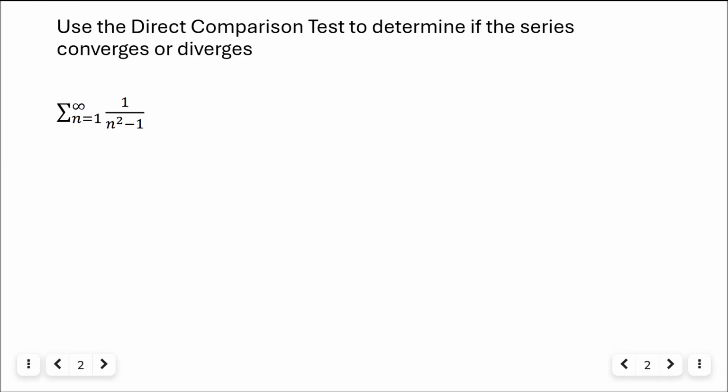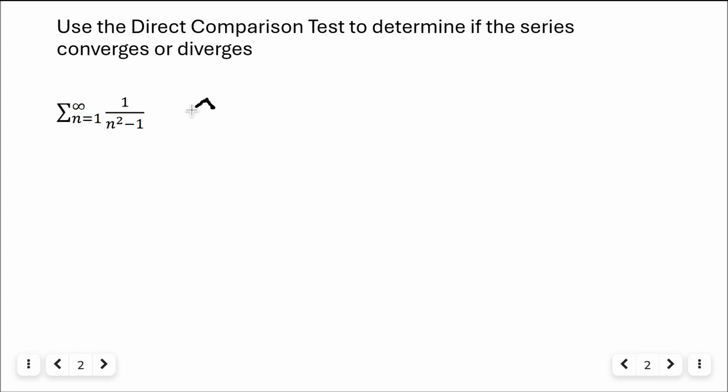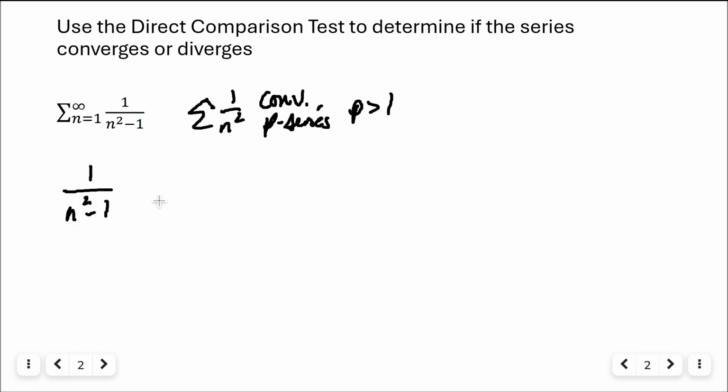Okay, so first question. Let's use the direct comparison test from the previous video to determine if this series converges or diverges. Well, this is 1 over n squared minus 1. That's pretty easy to figure out. We're going to compare that to 1 over n squared. It's almost the same thing. This is a convergent p series, p is greater than 1. So now we're going to take 1 over n squared plus 1, compare it to 1 over n squared. And again, we know this series converges.